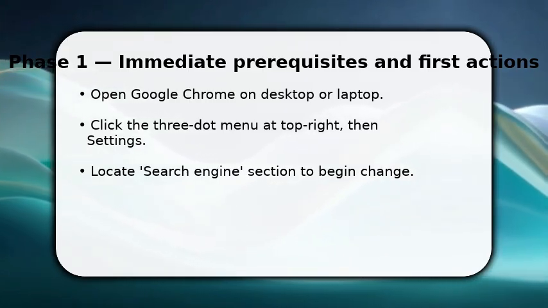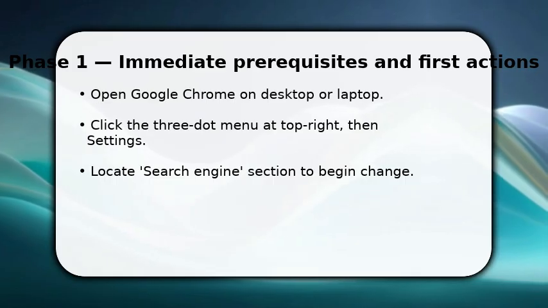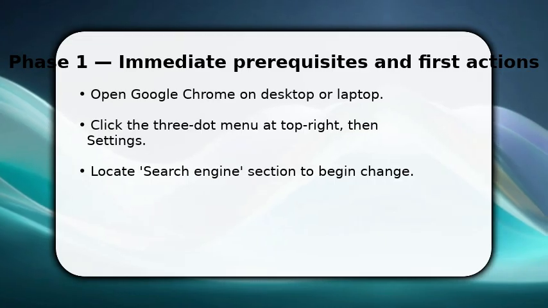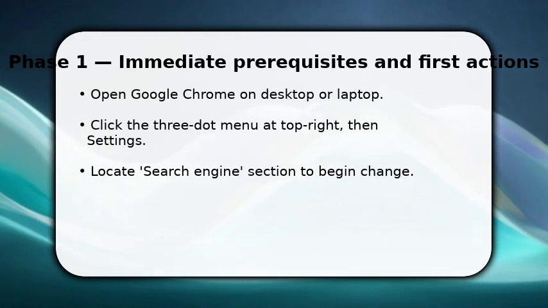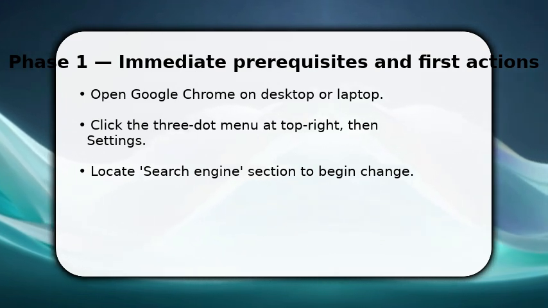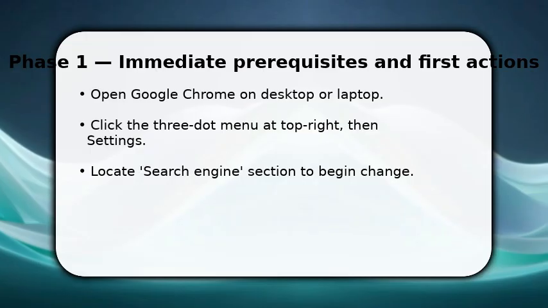Click it to reveal the default search engine dropdown. This is the exact control that switches Bing to Google. Do this now, and you'll be ready for the next configuration steps. Once you see the search engine dropdown, select Google from the list. That instantly switches Chrome from Bing.